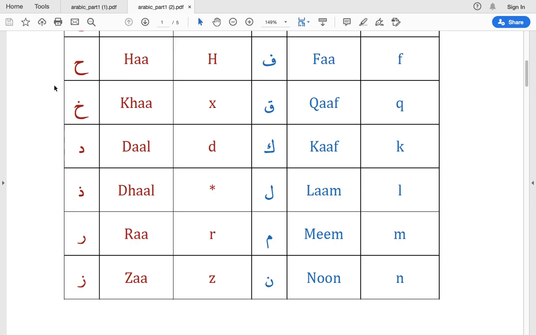The next letter is Ha. The next letter is Kha. The next letter is Dal. The next letter is Zal. The next letter is Ra. The next letter is Za.